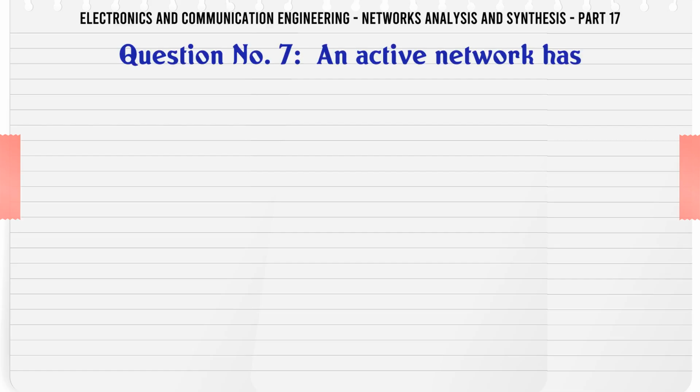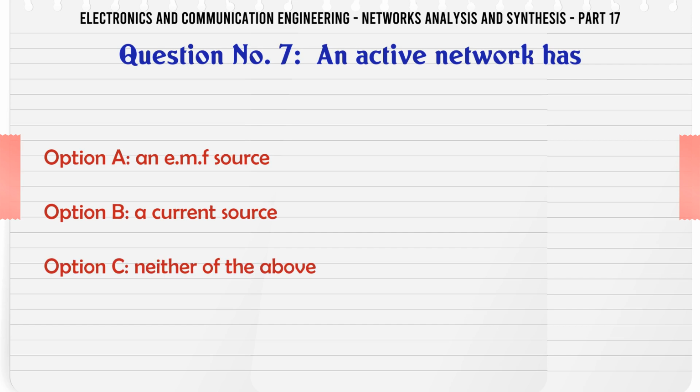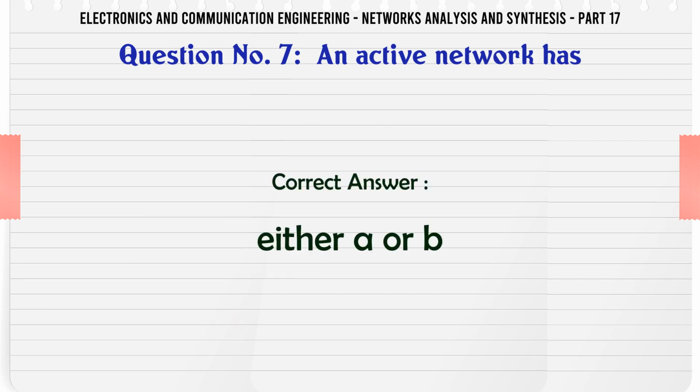An active network has A. an E.M.F source, B. a current source, C. neither of the above, D. either A or B. The correct answer is either A or B.